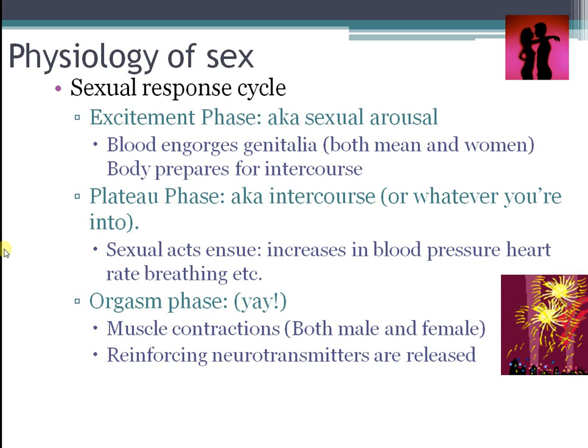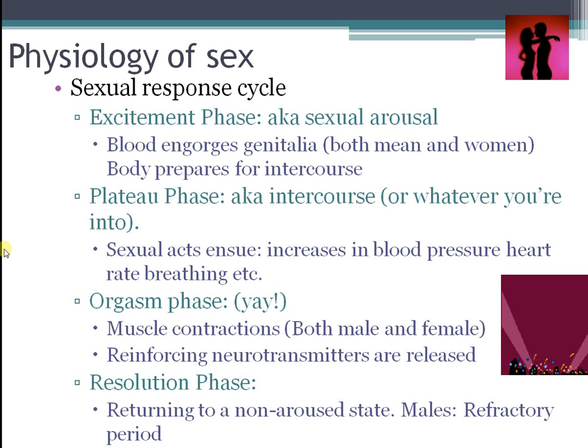Then there's the orgasm phase. This includes muscle contractions and reinforcing neurotransmitters, right? This is when we have those experiences of pleasure. This is what reinforces us to engage in sexual relations again. And then you have the resolution phase. This is the end of the sexual response cycle, returning back to a non-aroused state. For males, this involves a refractory period, a period of time in which they're unable to get aroused again. Depending on the male, this can be several minutes up to an hour, but some amount of time before they can become aroused again.